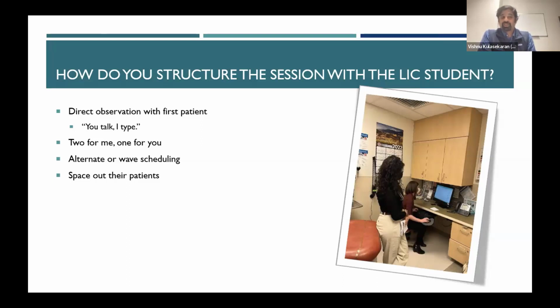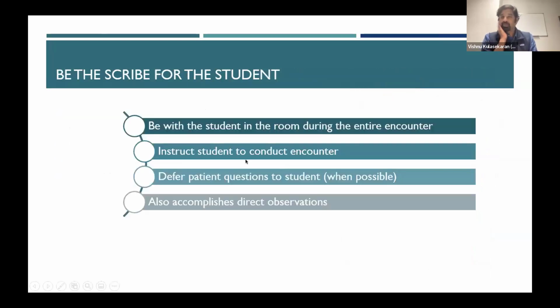There are alternate or wave scheduling approaches and other ways to do this, but I just want to emphasize the point of being the scribe for the student. I think it serves multiple purposes in terms of efficiency and being able to give them feedback. So, something to try.